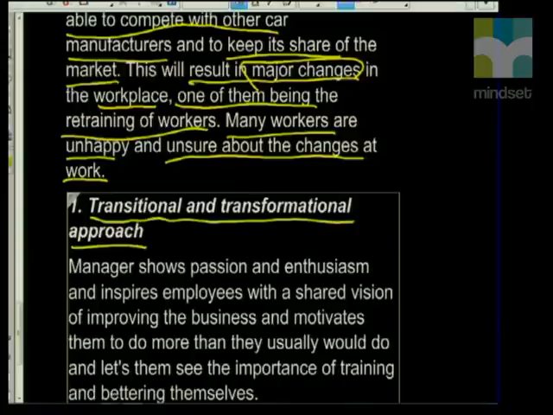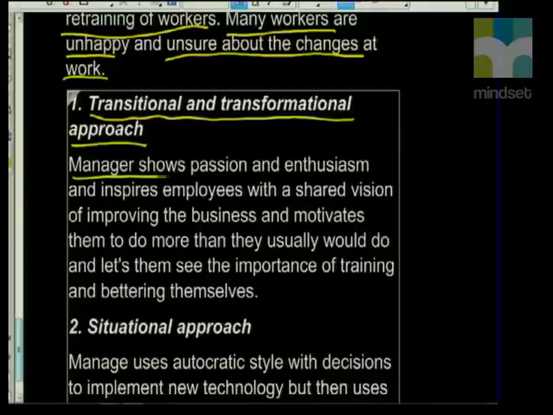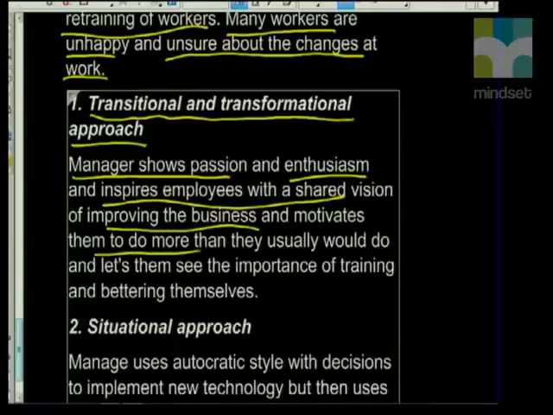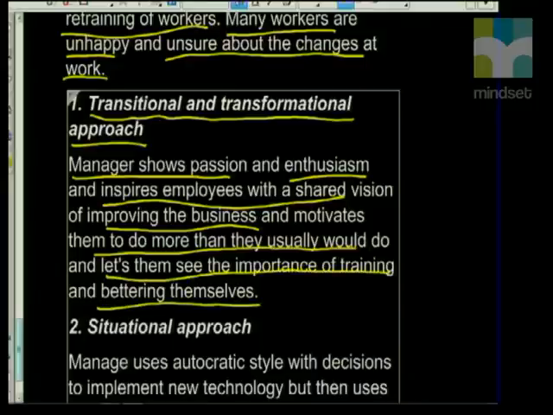The first one they've got here is the Transactional and Transformational approach. And this one has popped up a few times. It's a nice management or leadership approach, as each party feels that they've got their worth, if that makes sense. So the manager shows passion and enthusiasm and inspires employees with a shared vision of improving the business, and motivates them to do more than they usually would. And that lets them see the importance of training and bettering themselves. So this is, again, an I win, you win kind of situation.